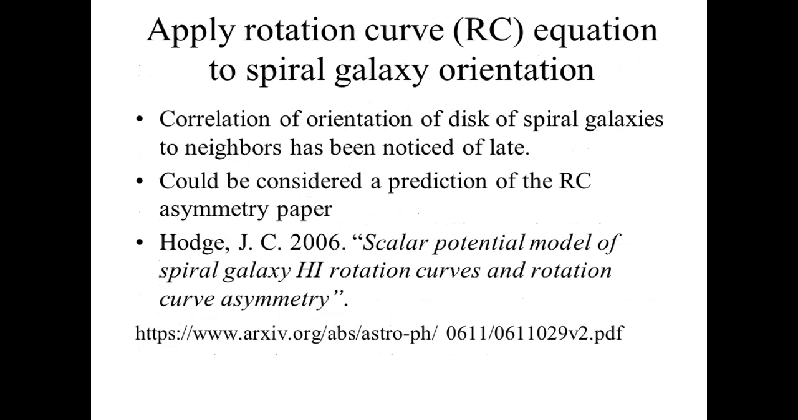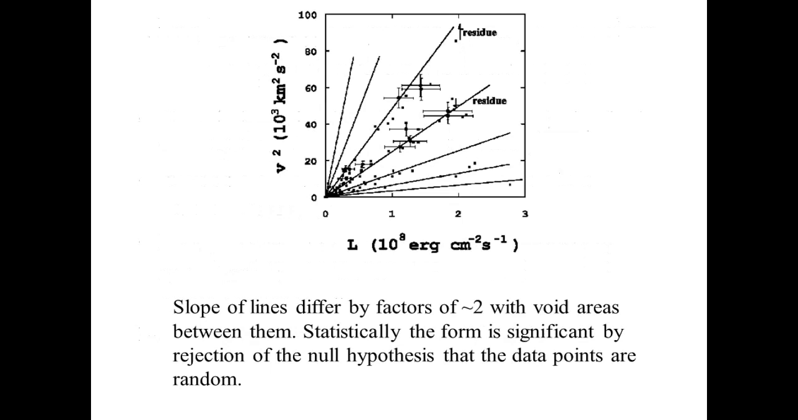We could apply the rotation curve equation to spiral galaxy orientations. Recently, some papers over the last 5 years or so have noted correlation of spiral galaxy disk orientation in space being somewhat related to their neighbor's position. Now, the asymmetry of the rotation curve was considered, and it considered these neighbor galaxies, and so this spiral galaxy rotation orientation may be considered a prediction of the standard scalar model. This is the issue that we have.